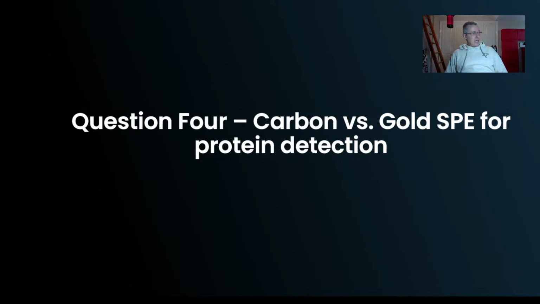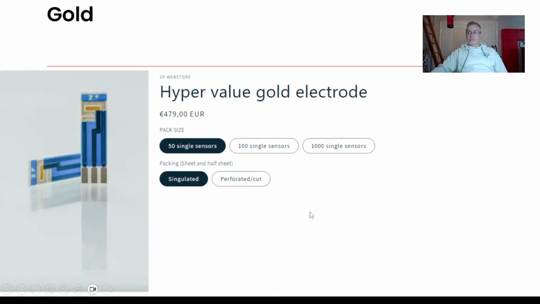I probably did say carbon is better than gold, but they think that the answer I'm trying to give is that it's technically better than gold when it comes to protein detection. It's only cost, that's the only reason I say this. This is a gold electrode from ZP.